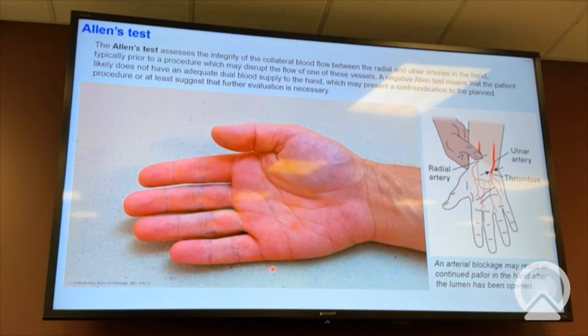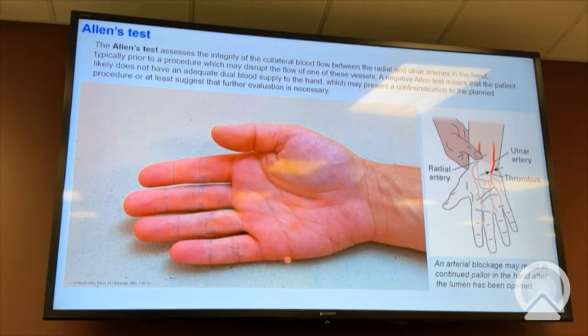Let's try this. So he's going to explain what this is. And what this is, is you testing the integrity of the arch on the inside of your hand from both the ulnar and the radial perspective. If you compress the radial and the ulnar artery at the same time, your hand will just blanch, right? It's not getting any blood supply.